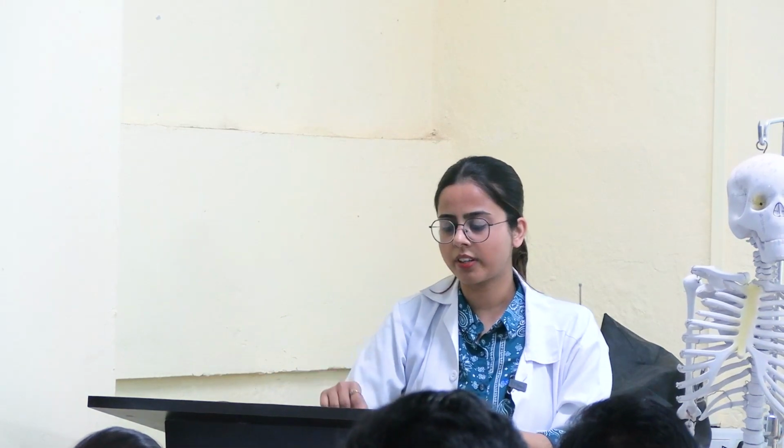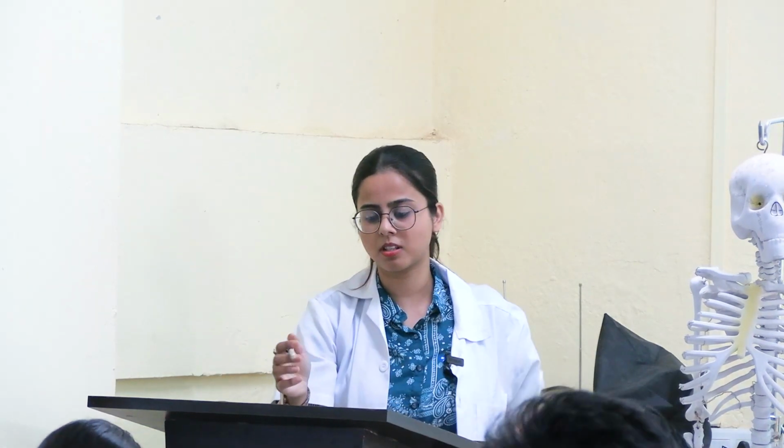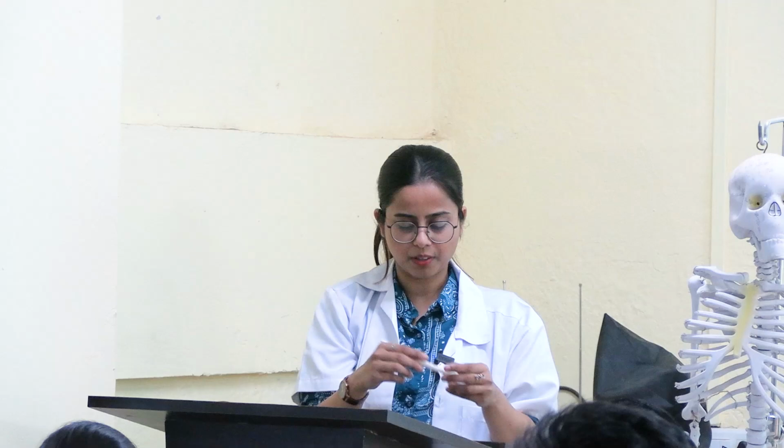Now surrounding this quadratus lumborum muscle, there is one fascia which is known as thoracolumbar fascia. Thoracolumbar fascia has 3 layers: anterior layer, middle layer and posterior layer. Thoracolumbar fascia basically separates the paraspinal muscles from the posterior abdominal wall muscles.